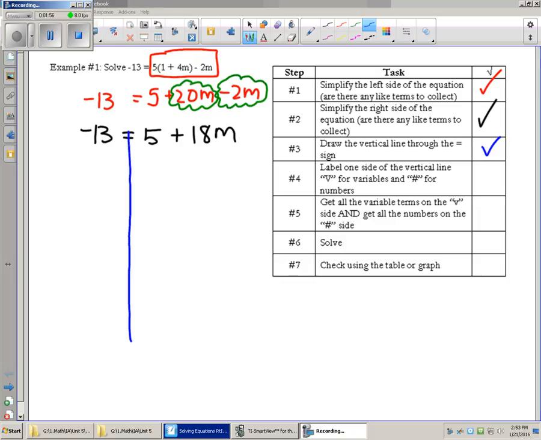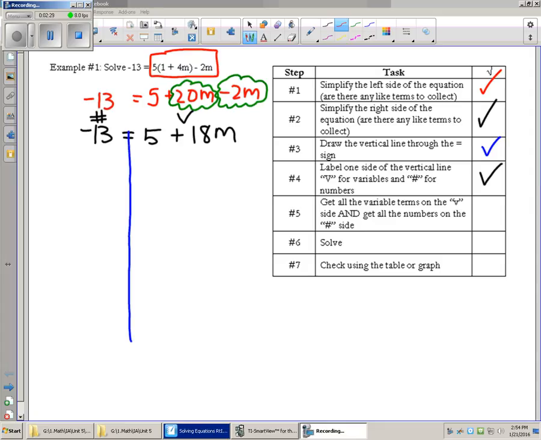So looking at this equation, it looks like on the right side, we already have all of our variables. So I'm going to label this side my variable side and the left side my number side. So done with step 4. So step 5 is asking us to get all the variable terms on the V side and all the numbers on the number side. So already have all the variables on the right, so I need to move the 5 from the right to the left.